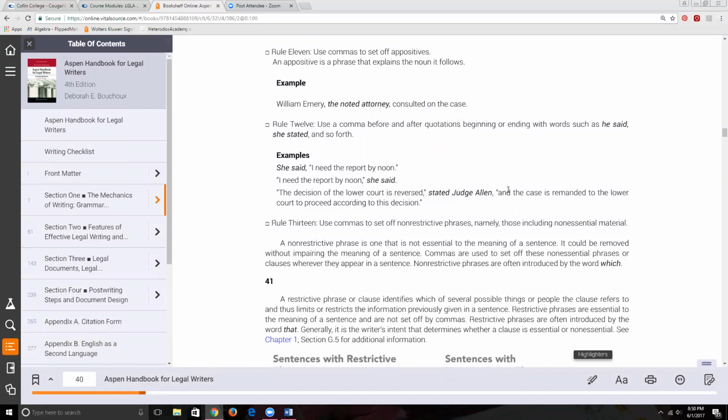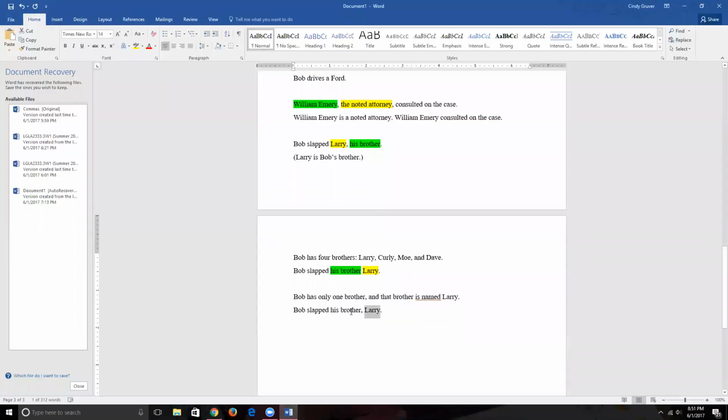Okay, so let's go on, and we've already done Rule 12, and let's look at Rule 13. Rule 13 tracks very nicely with Rule 11, so let's look at that. Use commas to set off non-restrictive phrases, namely those including non-essential information. And that's just what we were talking about with Larry. It's non-essential when there's only one brother, because this doesn't help us narrow down the brothers. It is essential when there's more than one brother. So this is an example of Rule 13.